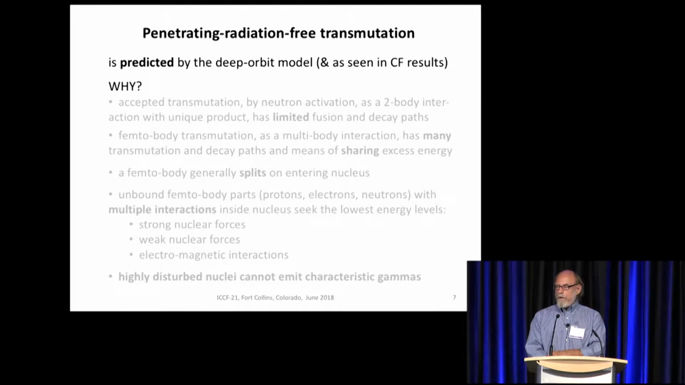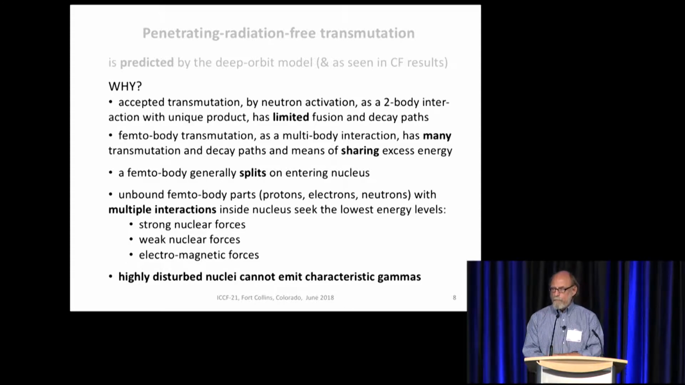So penetrating radiation-free transmutation is predicted by the deep orbit model. The question is, why? What's actually going on that allows this? In the normal transmutation from neutron activation, it's a two-body interaction. It has a unique product and limited decay paths. So you have clean gamma decays and/or beta and other things which are highly predicted and very, very well known. In the femto-body transmutation, as a multi-body interaction, it has many transmutation and many decay paths.